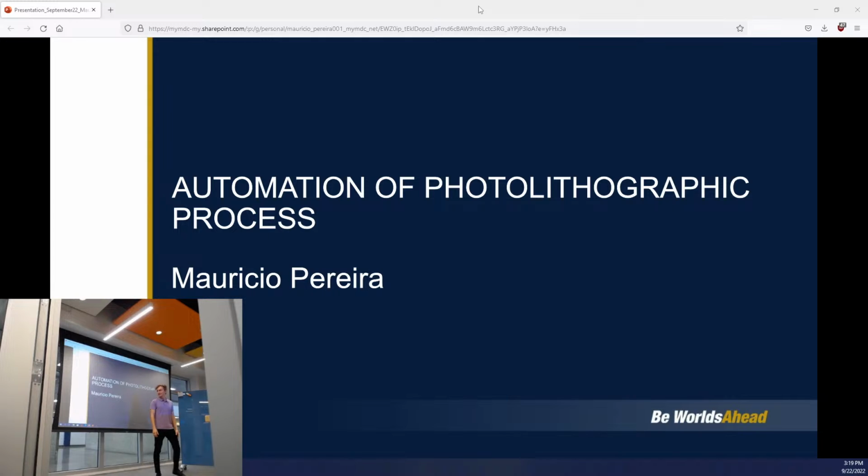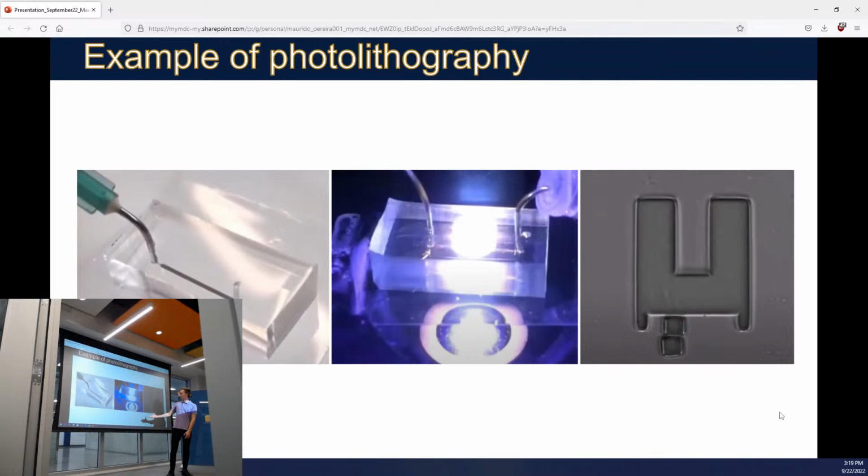Okay. Hi guys, my name is Mauricio. I'm part of the Robotics Club. I'm going to talk to you about a project that I did a couple of months ago and am still working on, but it's almost to the point of completion. It is related to the automation of a photolithographic process. That means that, can you go ahead? This is an example of it.